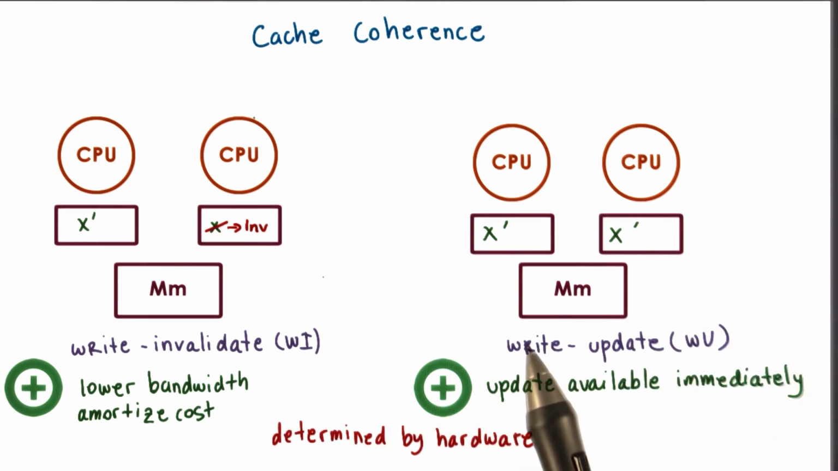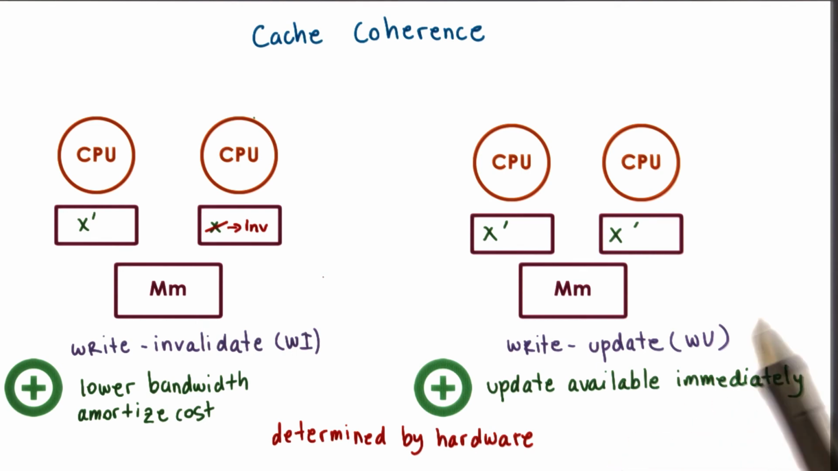Note that as a programmer, you don't really have a choice in whether you will use write update or write invalidate. This is a property of the hardware architecture, and whichever policy the hardware uses, you will be stuck with it.